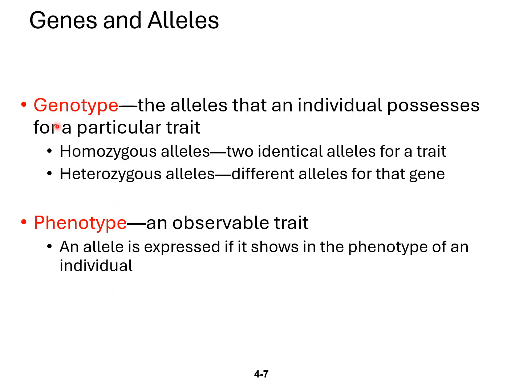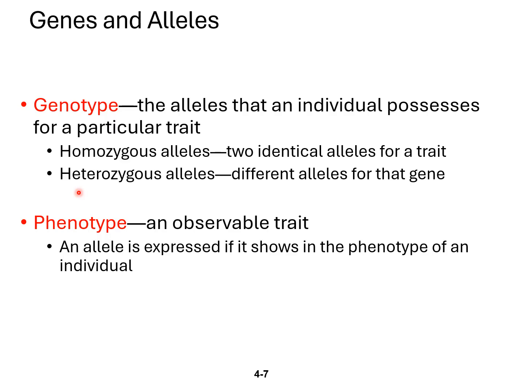You also have genotype and phenotype. Genotype is an allele that an individual possesses for a particular trait. So a genotype is what's in your genetic code. If it's homozygous, then it has two identical alleles. Heterozygous means it has two different alleles.